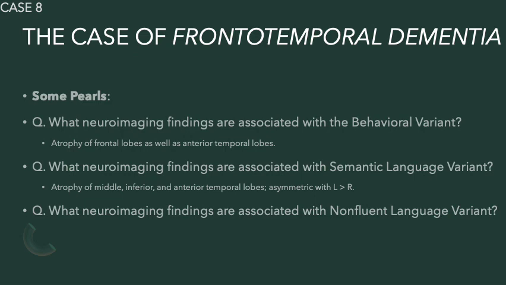What neuroimaging findings are associated with non-fluent language variant? Left posterior frontal insular atrophy. As an additional comment, there is a third form of progressive language decline called logopenic progressive aphasia. This is associated with left temporal parietal dysfunction and is often caused by Alzheimer's disease pathology.